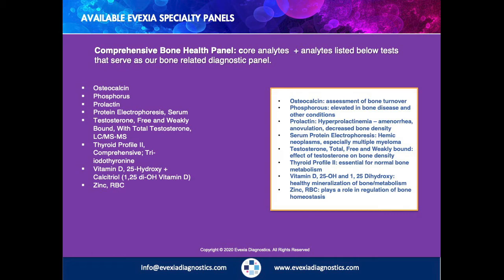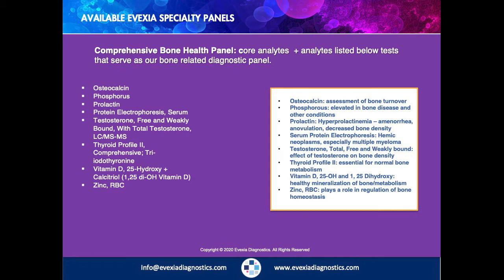Next is the serum protein electrophoresis test, and that is a principal test used for the detection of what's known as monoclonal gammopathies, which essentially means abnormal protein in the blood. Now, these abnormal proteins are usually found in association with hematologic neoplasms, especially multiple myeloma.